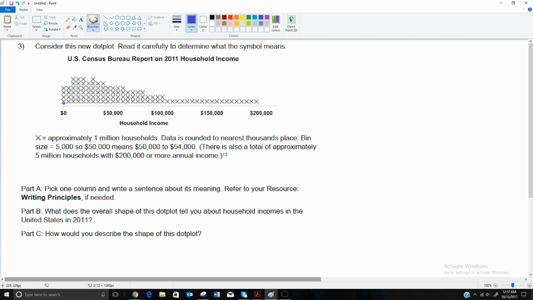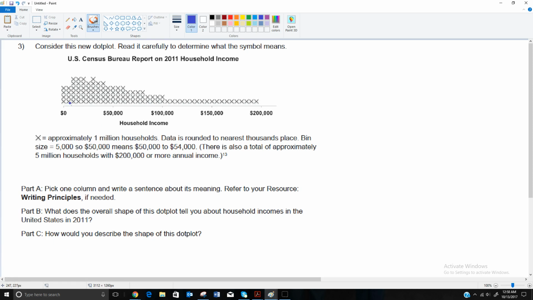So this would be 0 to 4,499. This would be 4,500 up to 9,949, and so on. So these are each in that form.